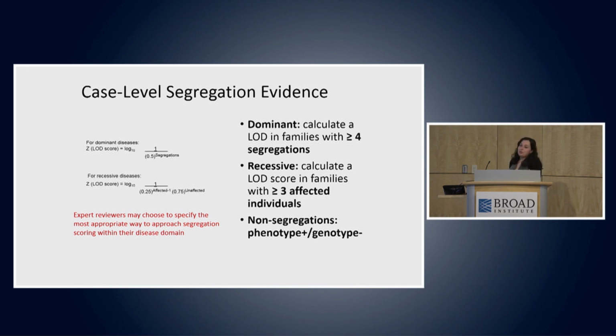So we have a size restriction for counting segregations. For dominant gene disease associations, you have to have at least 4 segregations in a family to count for this LOD score calculation. For recessive, you can calculate a LOD score in a family with greater than or equal to 3 affected individuals. And to be very careful, unless your disease is highly penetrant and very early onset, non-segregations are phenotype positive, genotype negative. So affected individuals who do not have the variant.